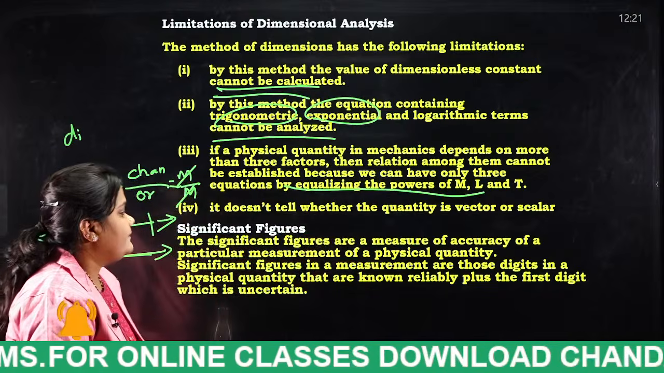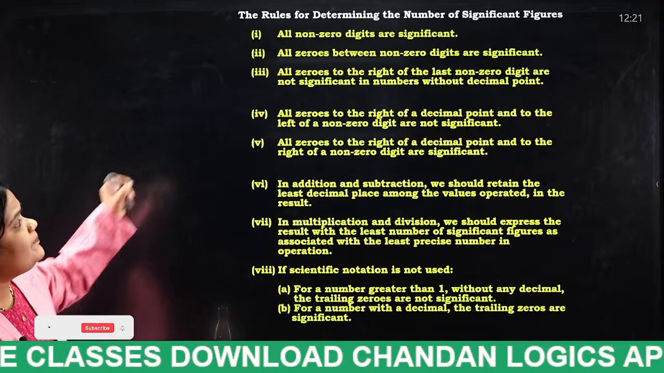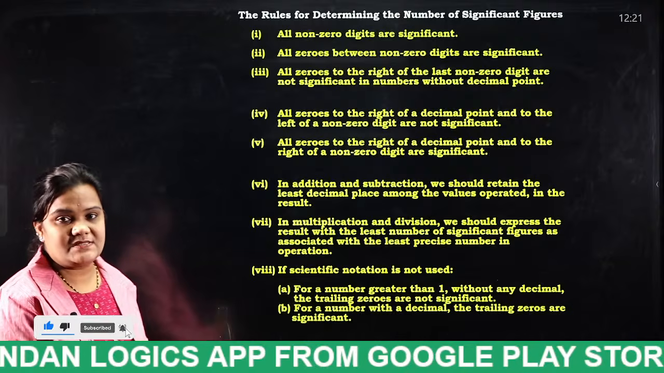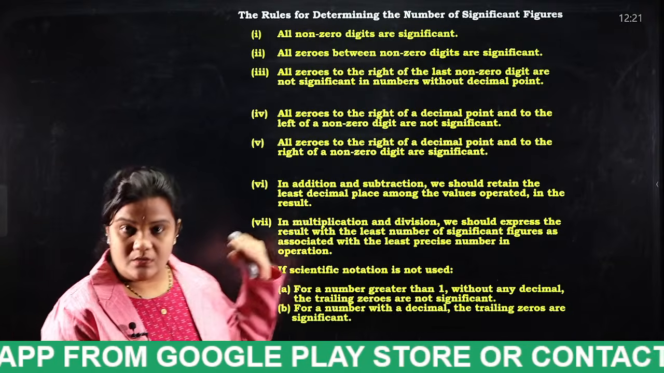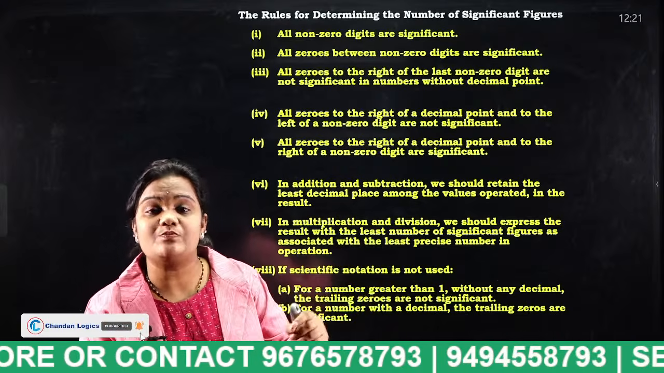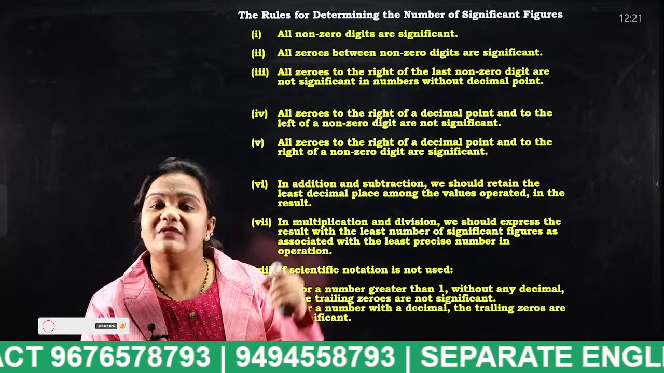So finally, now these are very important: the rules for determining the number of significant figures. Now we are going to learn about the rules of the significant figures. I will explain them one by one in detail with examples.